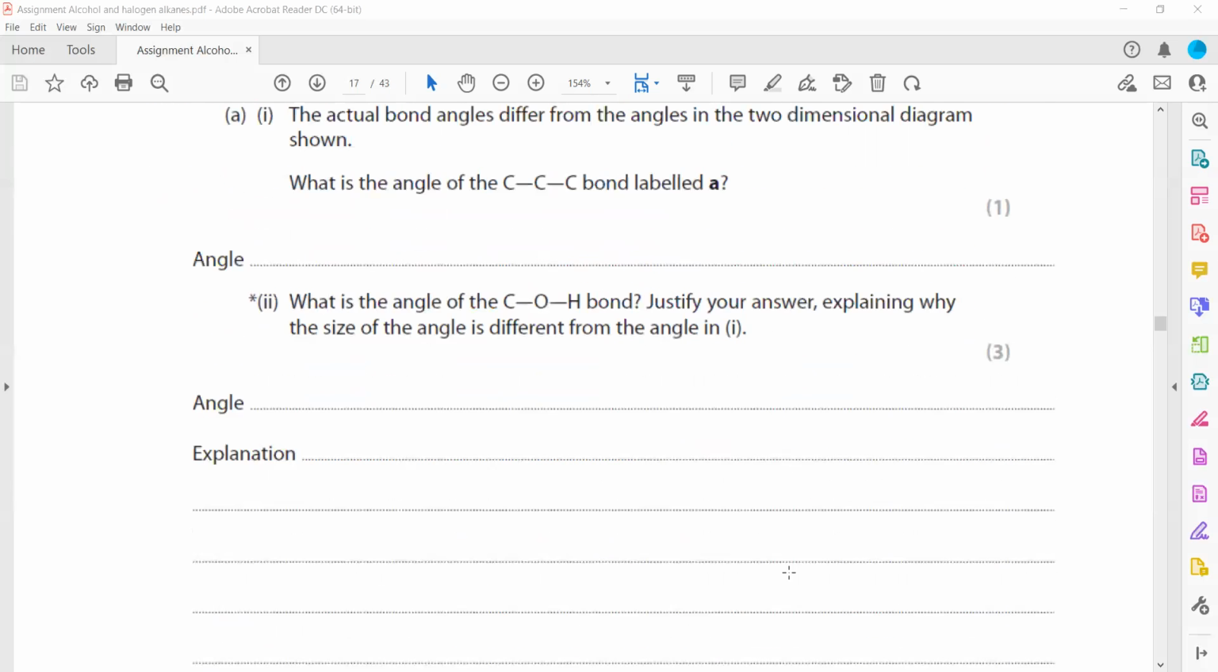The explanation is that it contains 2 bond pairs and 2 lone pairs, and lone pair repulsion is greater than bond pair repulsion. That's why the bond angle is reduced.